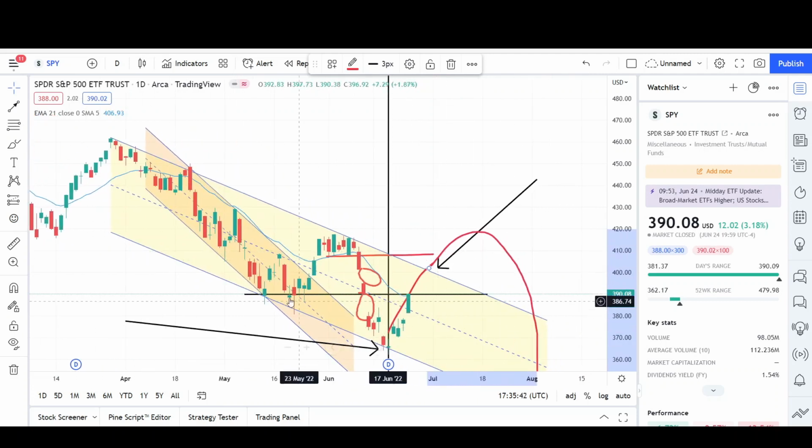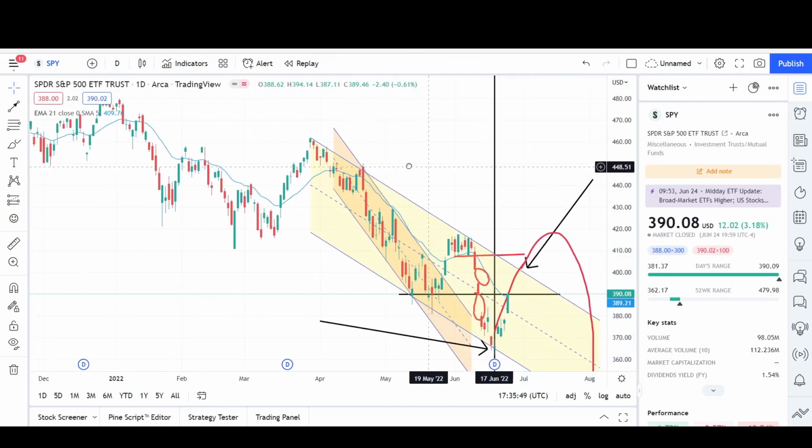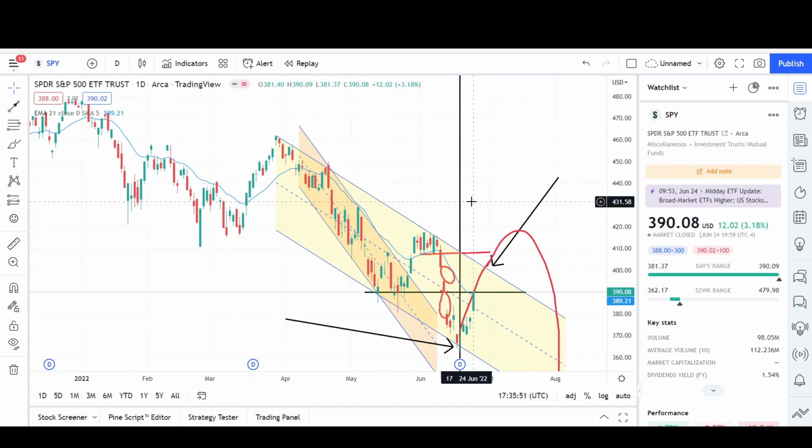So you can see how the market is bouncing off these levels, and I'm looking for a continuation of this pullback. It looks pretty good as of right now. So let's take a look at the weekly chart.